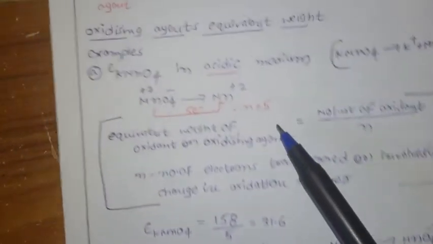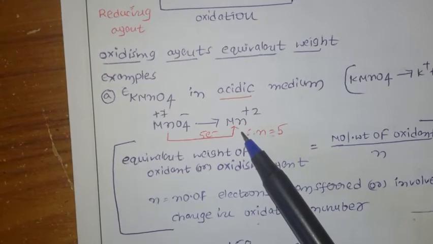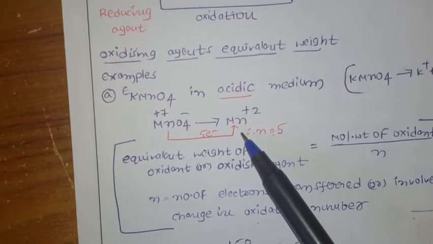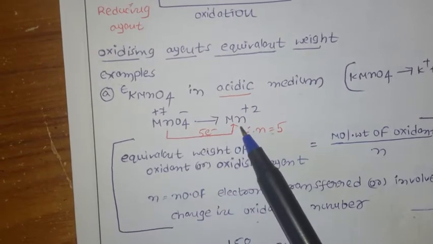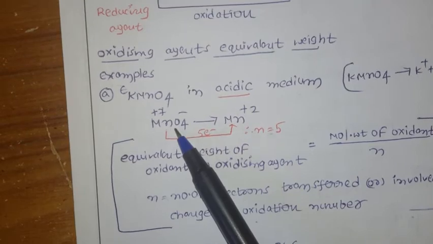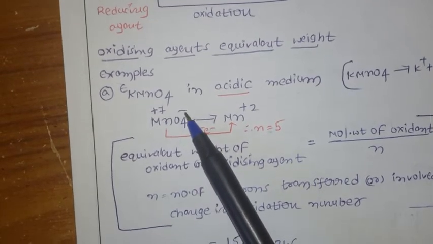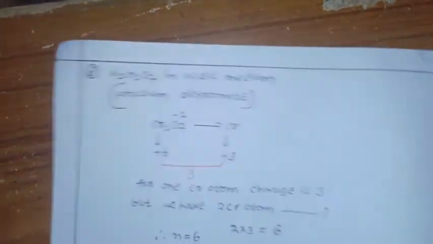So this is an example of what? Oxidizing agent. KMnO4 is acting as an oxidizing agent. How is it acting as an oxidizing agent? +7 is converted into +2, which means the process is reduction. The species which undergoes reduction is called what? Oxidizing agent. So MnO4 minus is acting as an oxidizing agent. Now let us discuss another example, potassium dichromate.